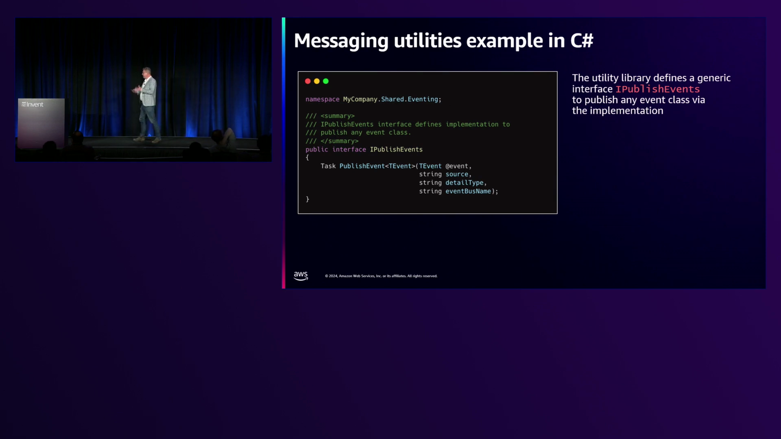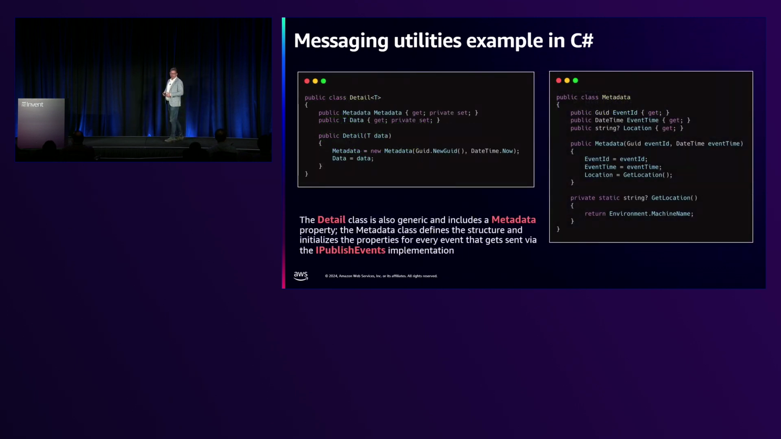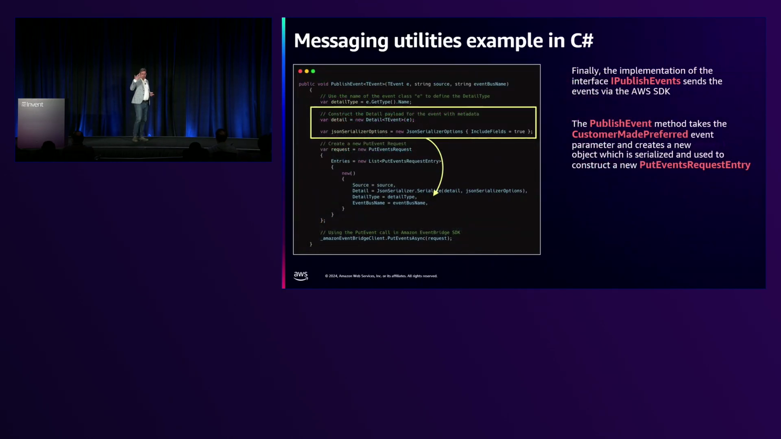So how do we get around this? Potentially, here's an example, we create eventing libraries that expose a means for us to publish events and encapsulate the creation of detail and metadata. As a result, when we make our put event call, all of that is encapsulated, and developers only need to publish the events that they're modeling.